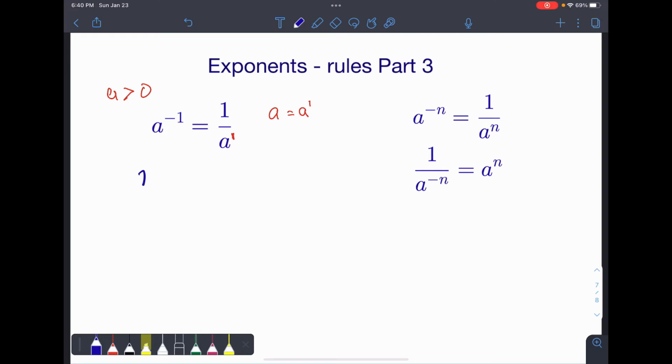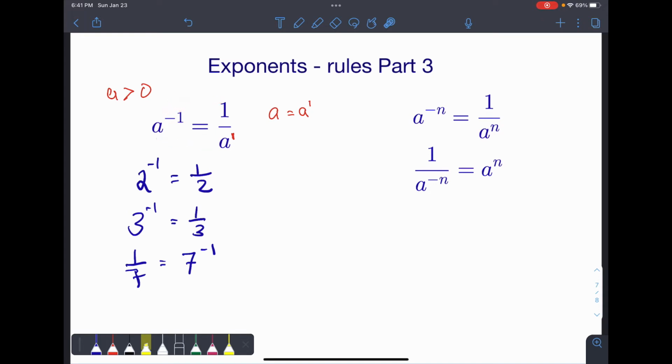So if we had 2 to the -1, this is the same as saying 1 over 2, or a half. 3 to the -1 is the same as saying 1 over 3. Here's something interesting. We could do the following. If we had 1 over 7, we could write this as 7 to the -1. So it works both ways. We can either go this way, or we could go that way. Okay, so that's the first rule on this page.